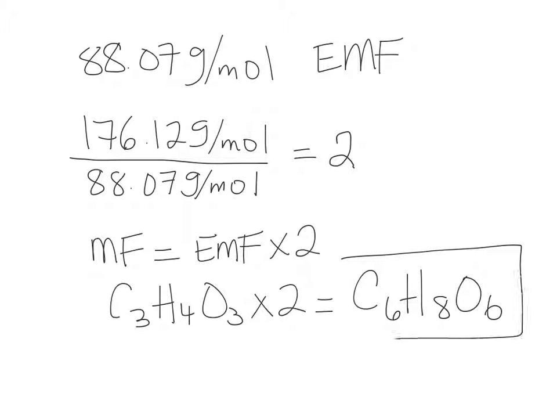C6H8O6. That's the molecular formula for our compound. That is a lot of steps. You cannot find molecular formula if they don't give you the mass. Okay? If they don't give you the molar mass of the entire compound, the only thing you can do is find the empirical formula.